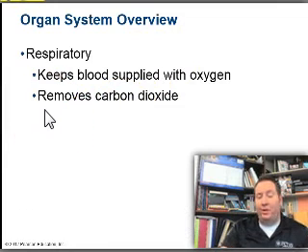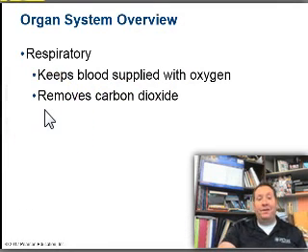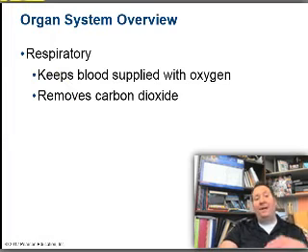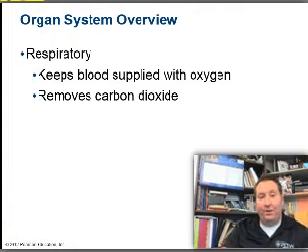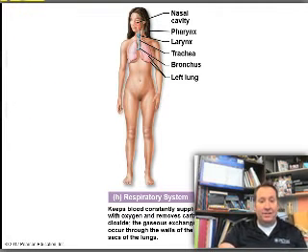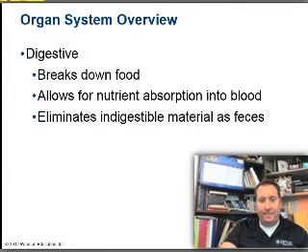Respiratory system. Your respiratory system is going to keep your blood supplied with oxygen. It also helps remove carbon dioxide from the blood as a waste product that you exhale. The major organs of the respiratory system are going to be your lungs, your trachea, your larynx, your pharynx. These are all major organs that are associated with the respiratory system.